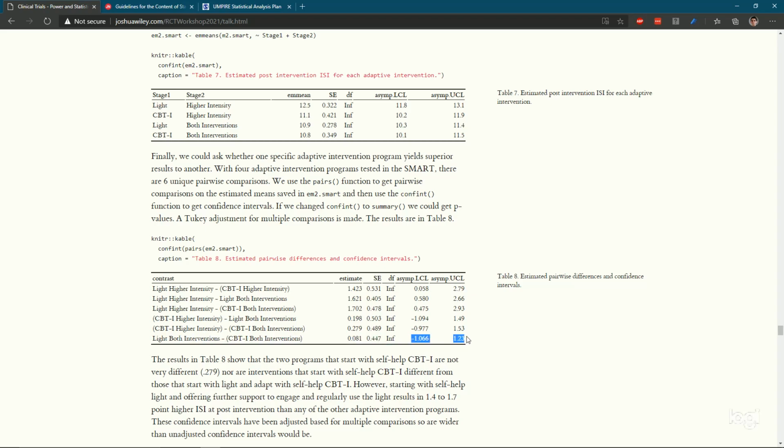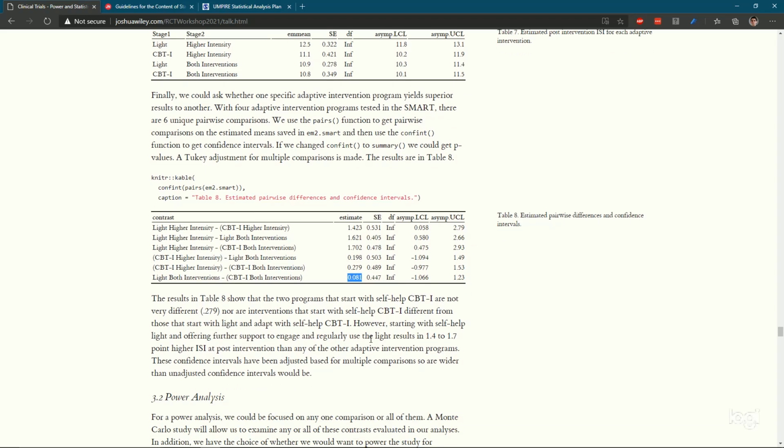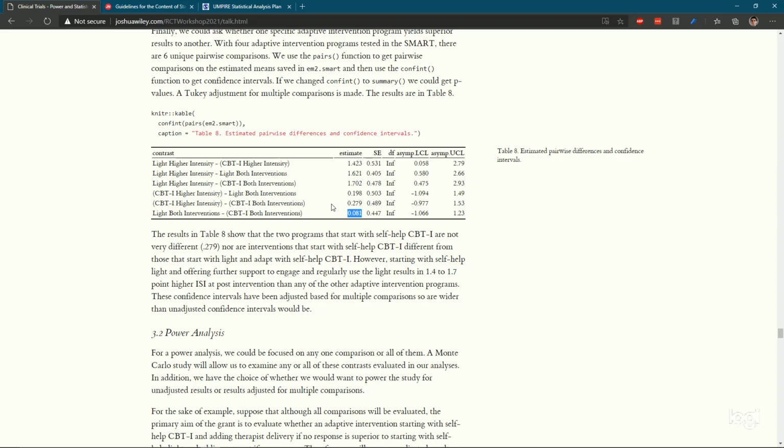Not only are they not statistically significantly different from each other, the practical difference of a 0.08 difference in ISI units is very, very small. So this really kind of gives us this summary, and it shows you how you can actually look at all those different questions that you could potentially answer from this SMART design.